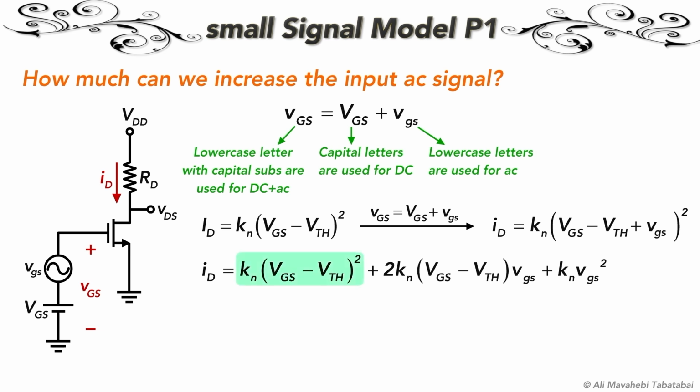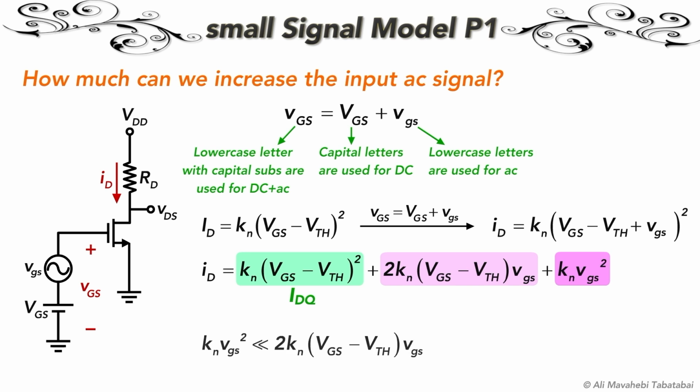The first term of this equation is the DC bias drain current IDQ. The second term is proportional to the input AC signal, and the third term is proportional to the square of the input AC signal. This represents the nonlinear current component, which is considered undesirable. To minimize the nonlinear distortion that is created by the nonlinear current component, this nonlinear component should be kept much smaller than the linear term. In this case, we can ignore its undesirable effect.